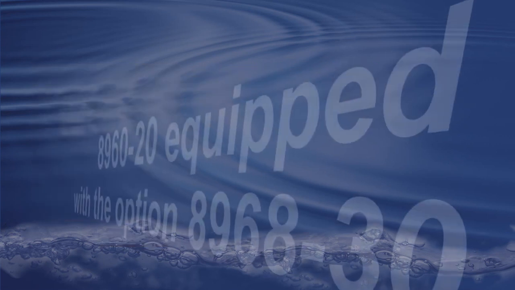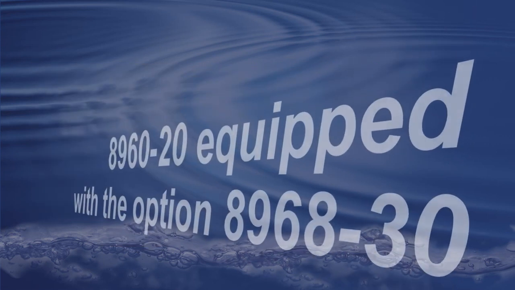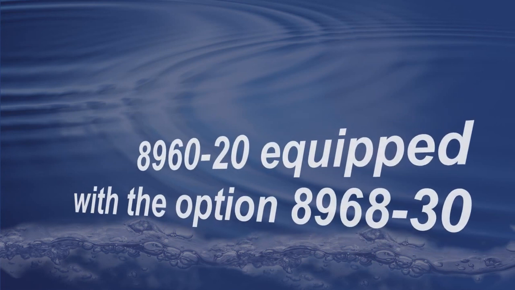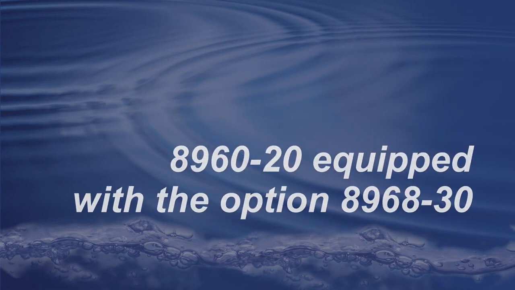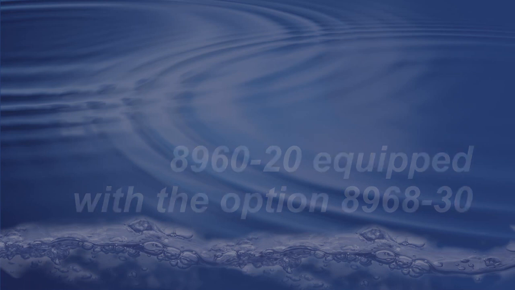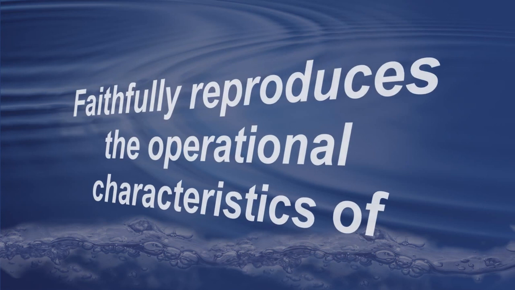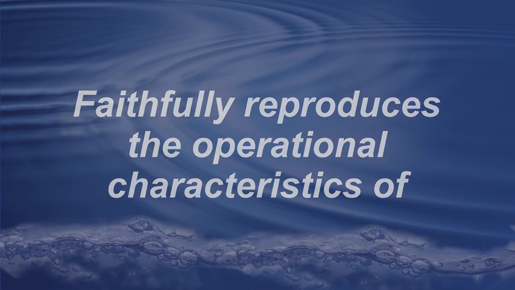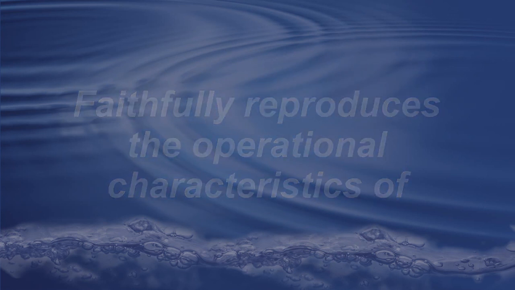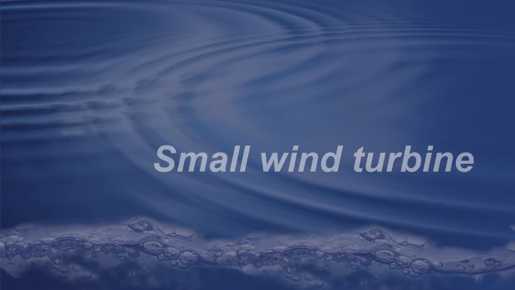To get access to this function, make sure that your 8960-20 is equipped with the option 8968-30, which allows you to access this function through LVDAC EMS. Paired with the processor of a computer, the 8960-20 can reproduce the operational characteristics of a small wind turbine.